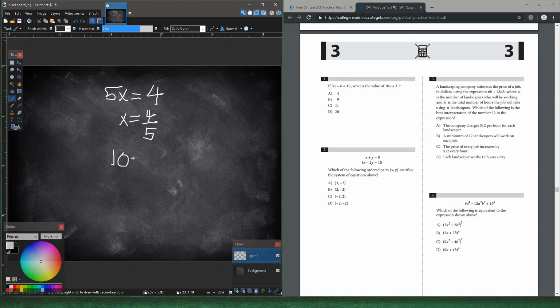So 10x plus 3, just plug in the x, 4/5, here. The 10 cancels out the 5 on the bottom, so that leaves the 2 on top. So 2 times 4 is 8, plus the 3 is equal to 11. So the first answer is C.